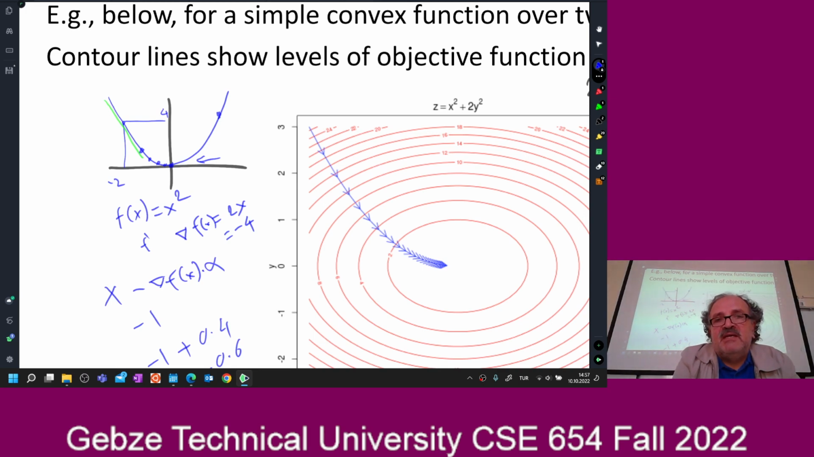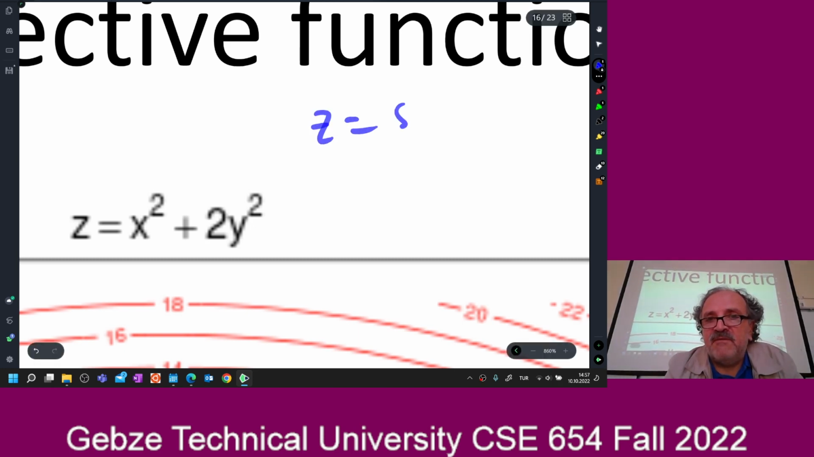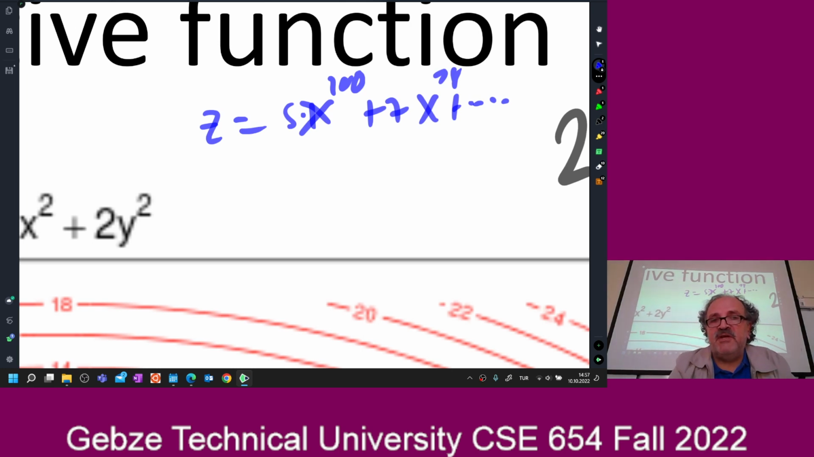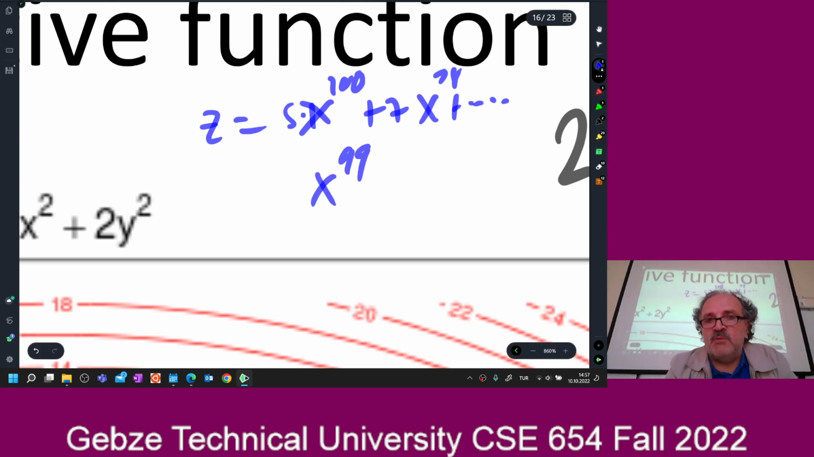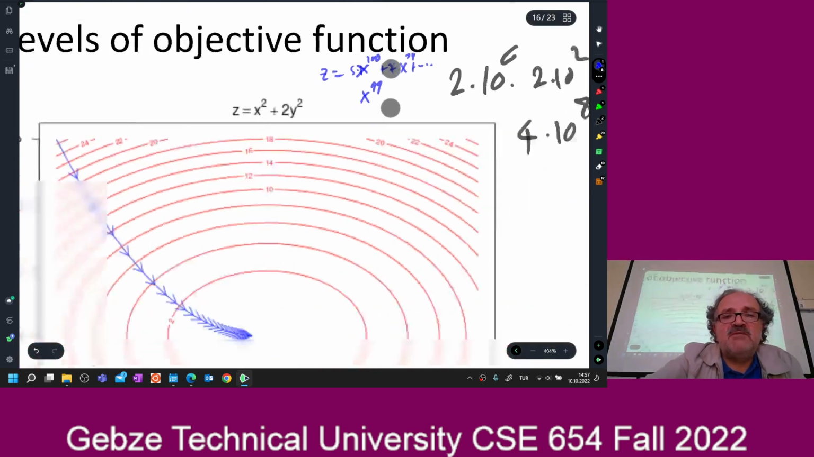Yeah, that's true, but these are very simple examples. If my function is z is equal to 5 times x to the power 100 plus 7 times x to the power 98 plus etc., a 100-term polynomial, you take the derivative of it, you will have terms like x to the 99, and good luck finding this kind of a solution. Numerical methods are better. So this is what we are going to do.